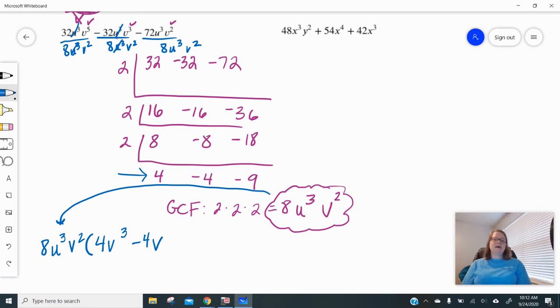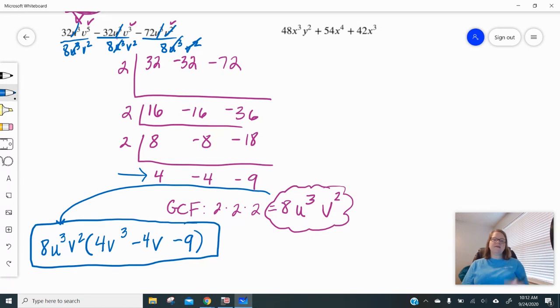And then I have a -9, 3 U's and 3 U's, so those just go away. And V squared, and I take away a V squared. So just a -9 there. All right, so that is my answer. That is factored as far as I factored out the GCF.